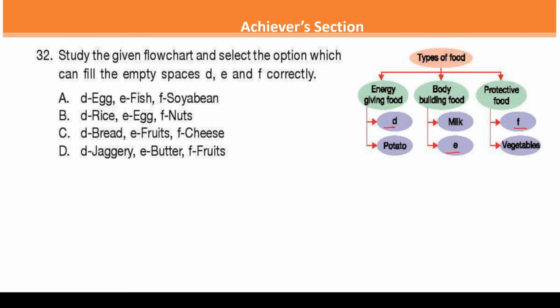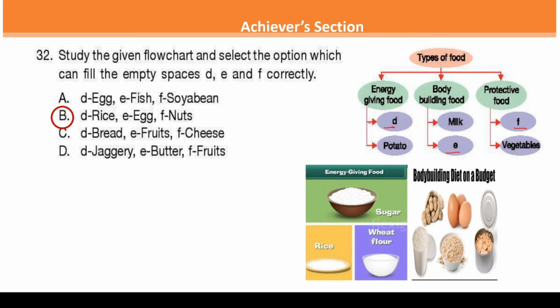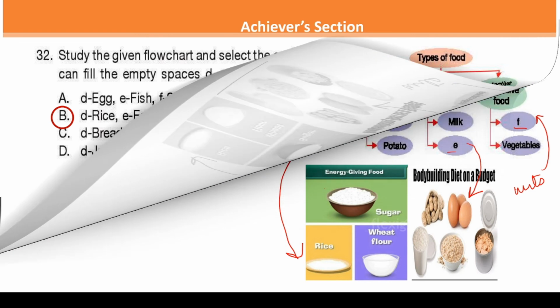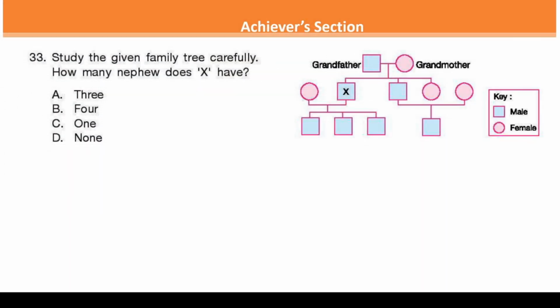Well, out of these, my answer is B, because rice is an energy giving food, egg helps you to build your body, and nuts are something that helps you to build your immunity and fights the bad guys. So option B, according to me, is the right answer. Let's go to the next question.